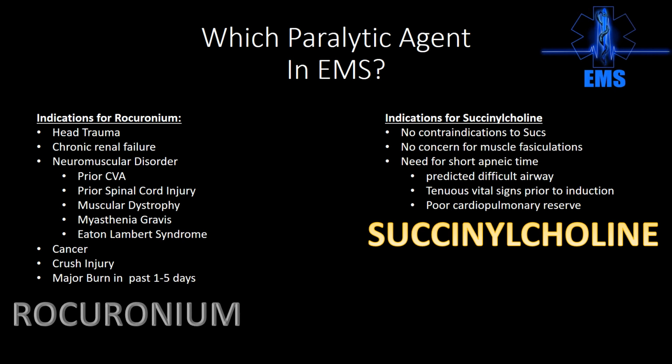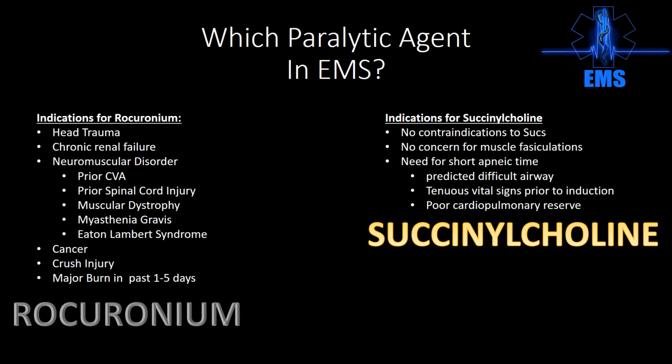How about the paralytic? Does the paralytic in EMS matter? Well, yes, it does. So rocuronium, largely great for head trauma patients, for chronic renal failure, and any neuromuscular disorder patient. We're talking about patients who had prior strokes, who have a spinal cord injury, who have a form of muscular dystrophy, or who have a rheumatologic disease like Eaton-Lambert syndrome, which comes with cancer, or myasthenia gravis. Also, patients who have a crush injury and major burn. The thing that we're really worried about here is the hyperkalemia that comes with succinylcholine.